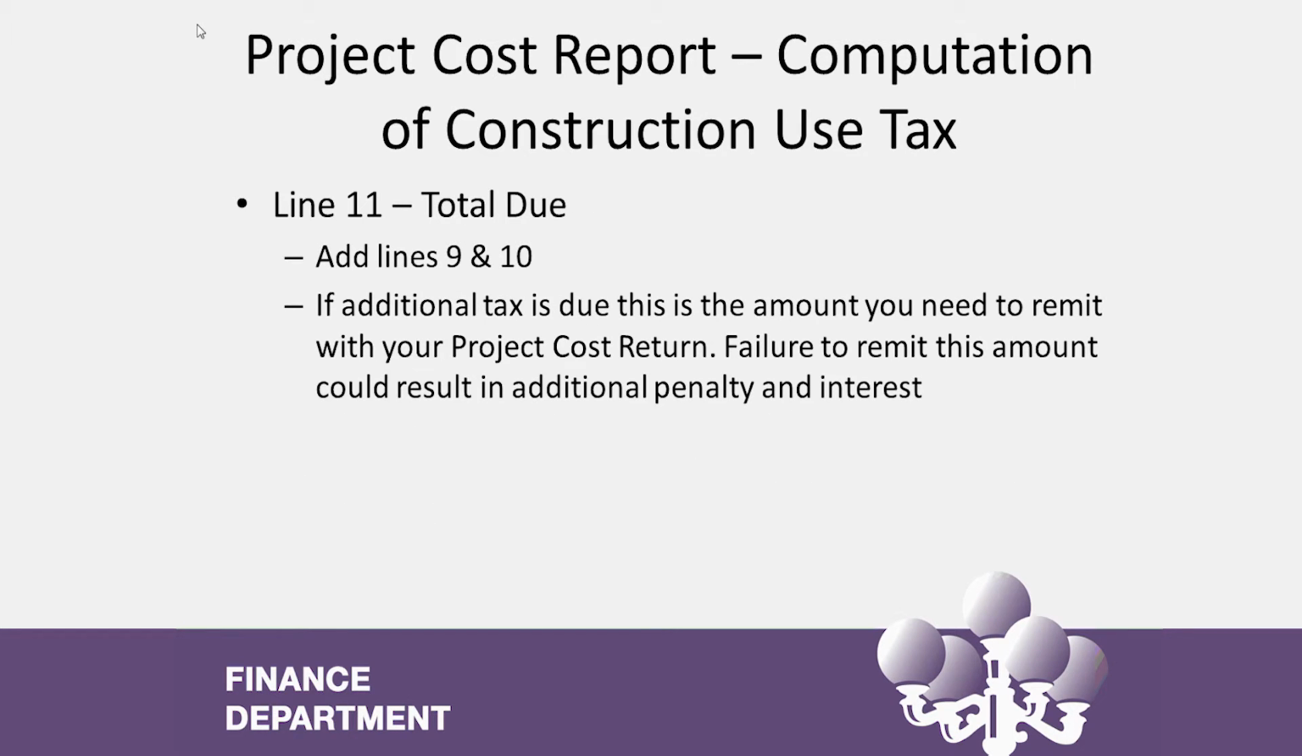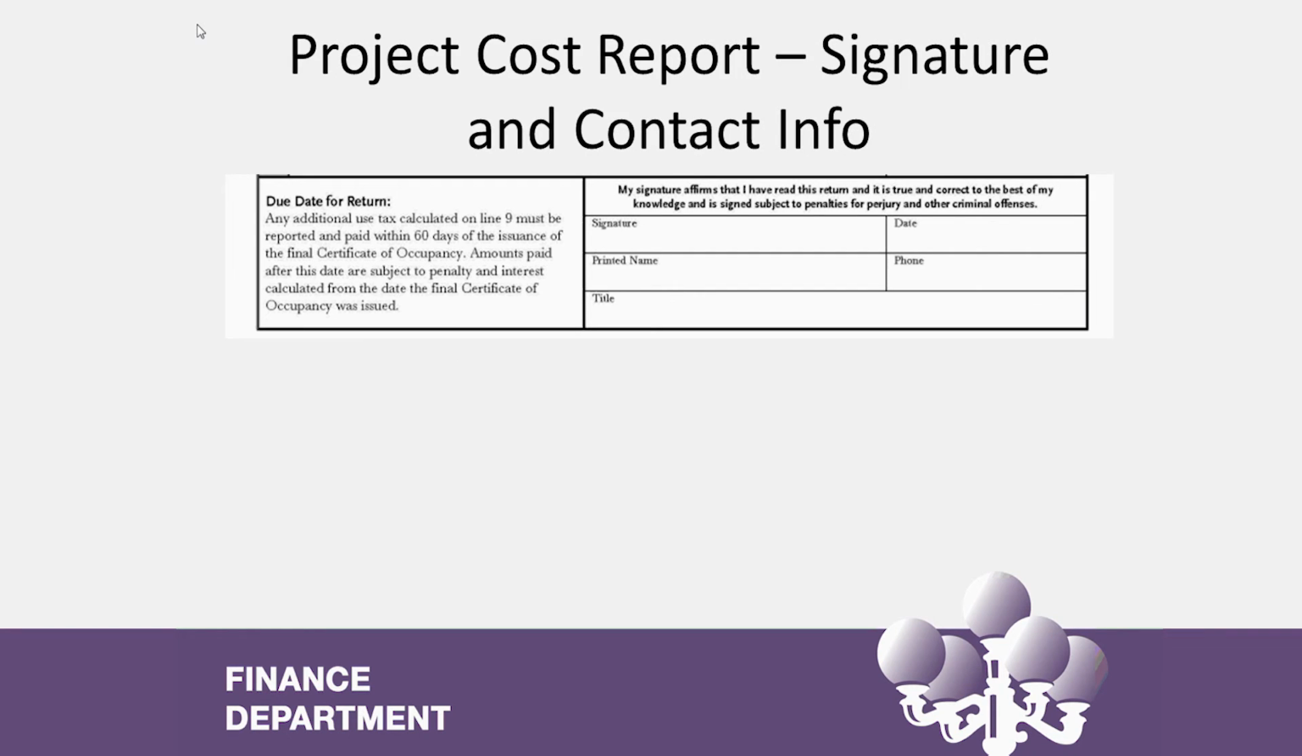Line 11 is the total currently due. Add the totals from lines 9 and 10 to calculate this amount. If additional tax is due, you need to remit this amount with your project cost report return. Failure to remit this amount could result in additional penalty and interest. The return needs to be signed and dated. Please make sure that the person signing the return has the authority to sign it under penalty of perjury.